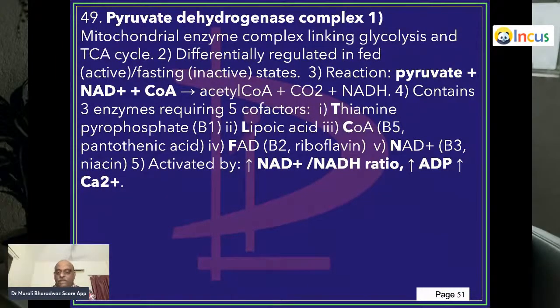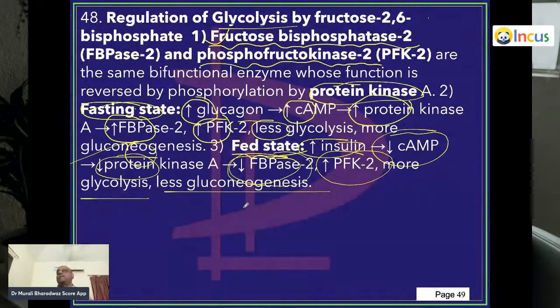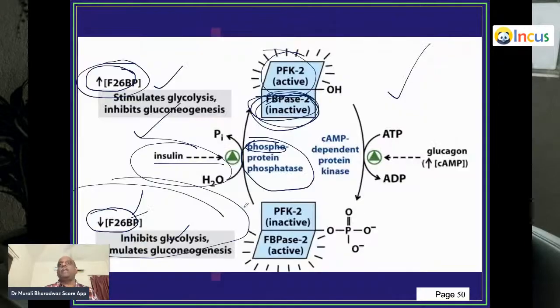See, one simple thing, doctor, remember, if you look at this one paragraph, how many things are there to remember? Where will you remember if you have extensive study material? Suppose I say regulation of glycolysis, fructose bisphosphatase 2, phosphofructokinase 2, the bifunctional enzyme, which is reversed by phosphorylation. Then you need to remember what happens in fasting. High glucagon, high cyclic AMP, increased protein kinase, increased fructose bisphosphatase 2 activity, decreased phosphofructokinase 2, and less glycolysis, more gluconeogenesis. That's how you need to ultimately end up remembering.